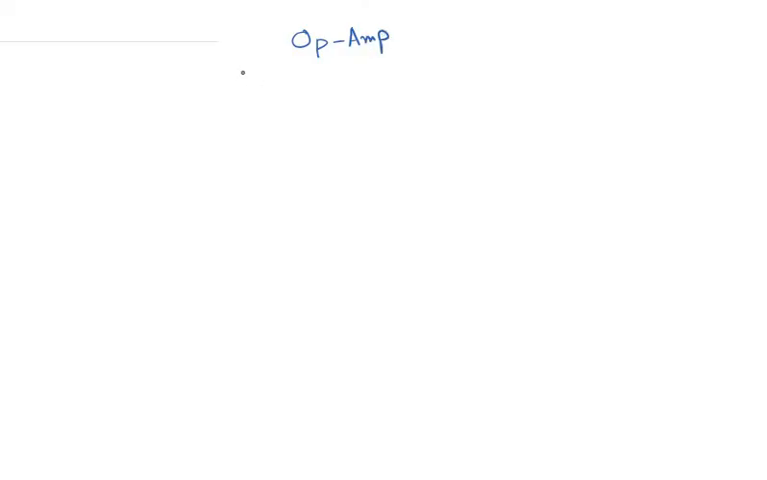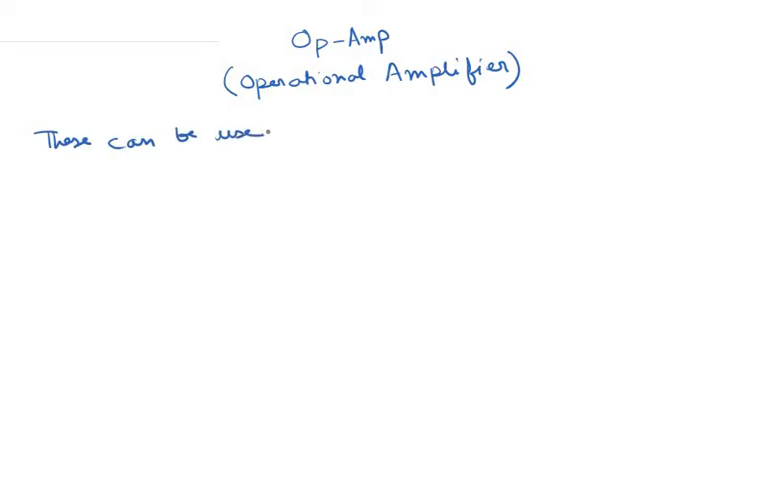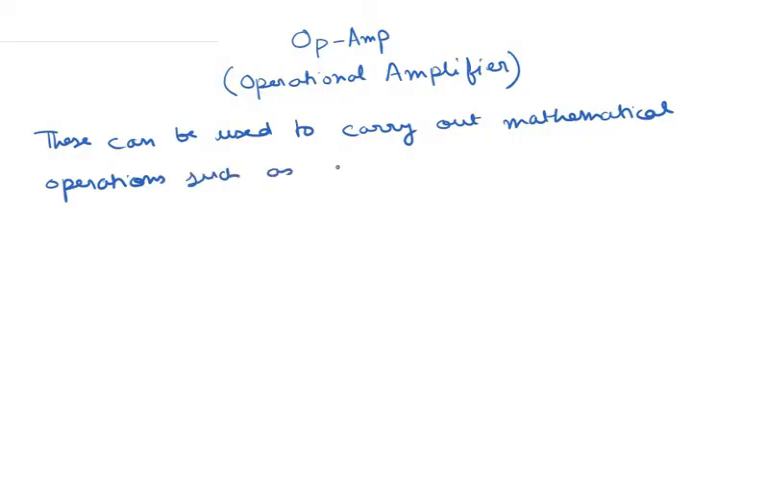So op amp is basically the short form of operational amplifier. And why these are known as operational amplifiers is because they can be used to carry out mathematical operations, such as addition, multiplication, etc. Okay, and that is why these are known as op amps.